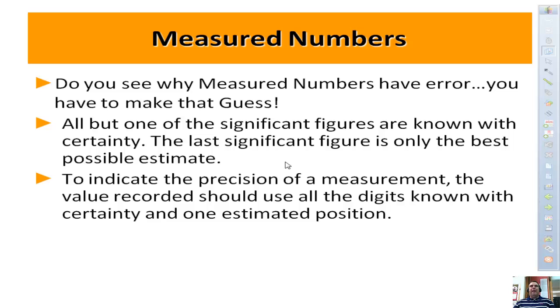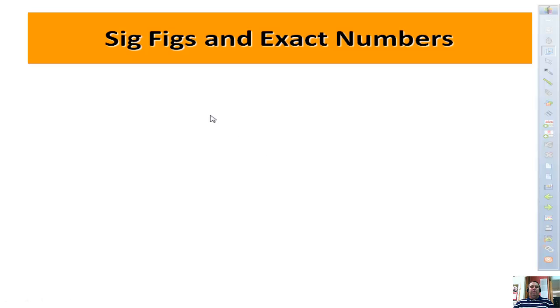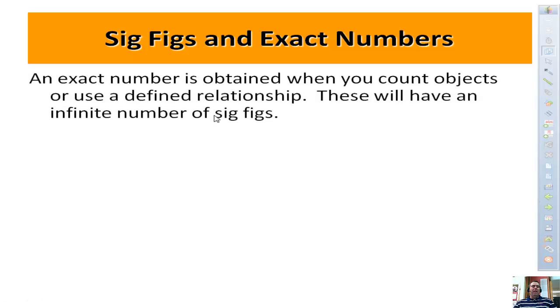If you were to go back and record 12.15 grams, that last number, that 5, is going to be estimated. It knows that it's at least 12 and it knows that it's for sure 12.1, but that 5 is going to be what's estimated. An exact number is obtained when you count objects. And when you count things, that is a definite number.